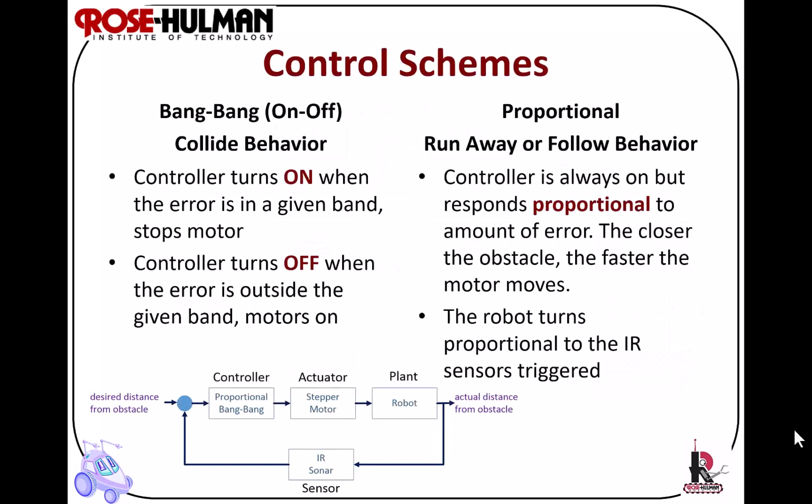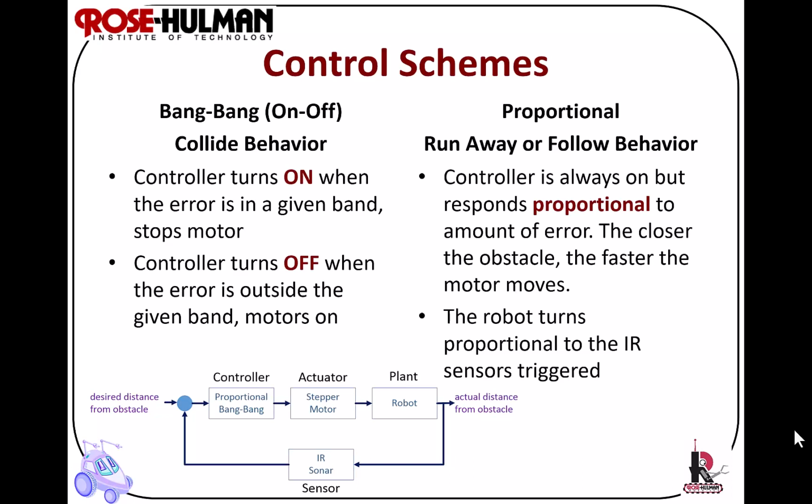So we call these two control schemes bang bang control and proportional control. Moving forward and stopping when you detect an obstacle is called bang bang control because the controller is either on or off. The robot is either moving forward, no controller, or it just stops and the controller triggers or turns on. Proportional control would now be runaway or follow behavior, where the robot moves forward proportional to trying to track an object, or it moves back or away proportional to trying to get away.